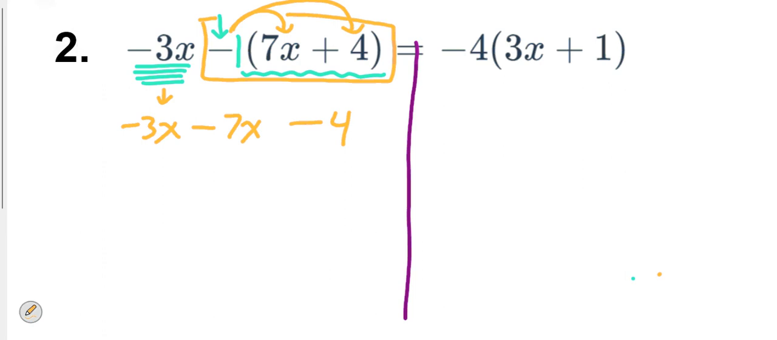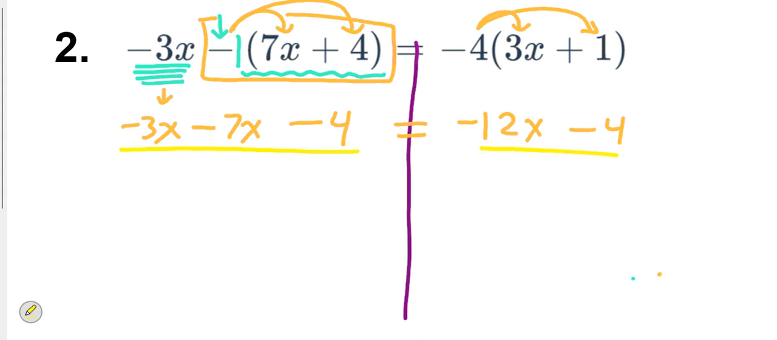So then let's just bring down... no, we're going to distribute on the right side. So here we go. Negative 4 times 3x is negative 12x. Negative 4 times 1 is negative 4. All right, so once again, we have to be really careful. We have to look at both sides. Are there any like terms on this side? Yep. Are there any like terms on this side? Nope. So we don't have to do anything with the right side.